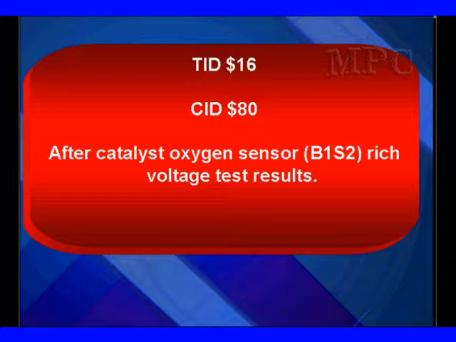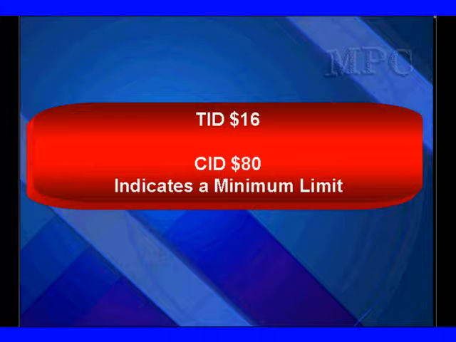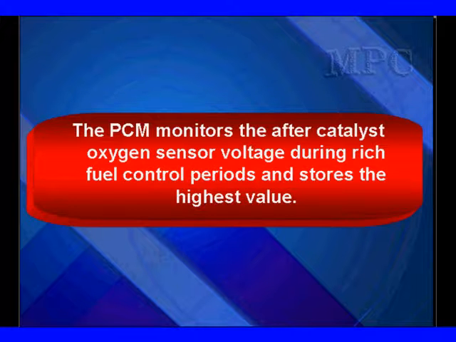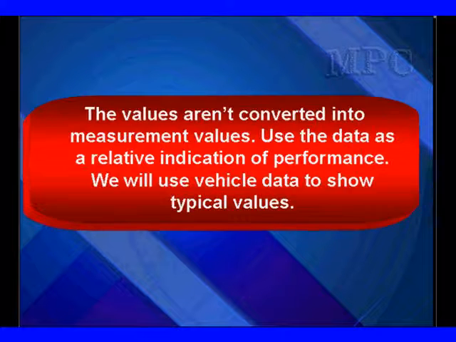This is TID 16, component ID 80. It's the after-catalyst oxygen sensor, B1S2. It's the rich voltage test. The CID 80 indicates we have a minimum limit. Now the PCM monitors the after-catalyst oxygen sensor voltage during periods of rich fuel control and stores the highest value.